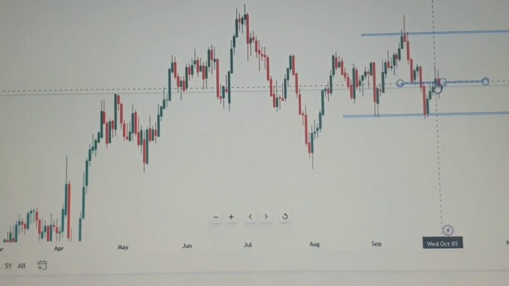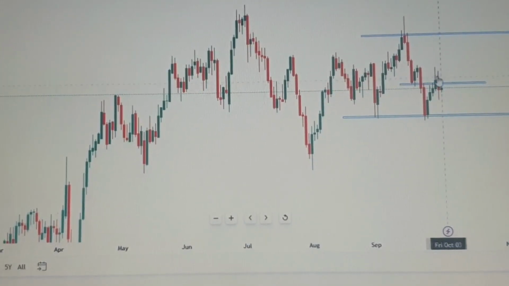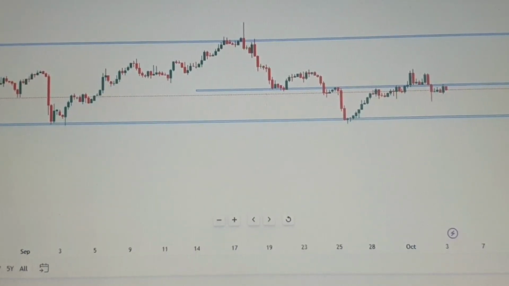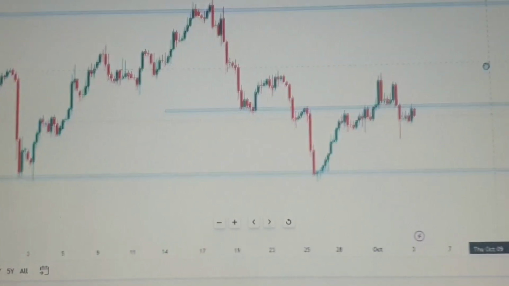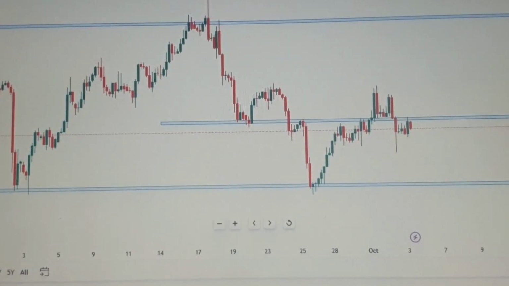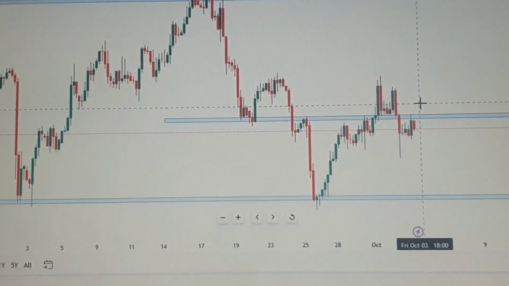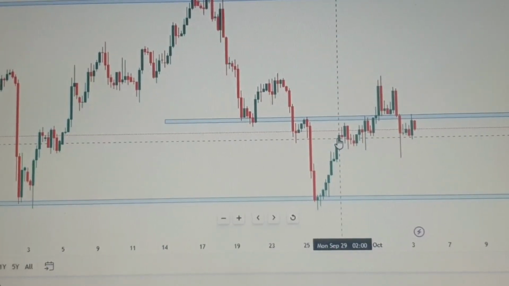I want to go on the 4 hours time frame to know what is happening just around here. On the 4 hours time frame, we can see clearly what price is actually doing here using price action. But then let's look into this very carefully and deeply to understand what just happened around here.